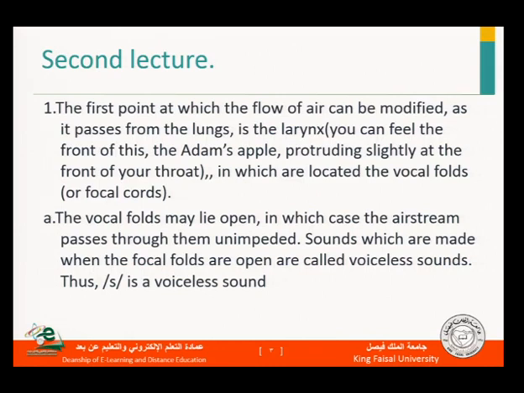Number two says the same thing that I have just said: the vocal folds found in the larynx could be close to one another, or could be apart from one another, and according to which we have voiced sounds or voiceless sounds.